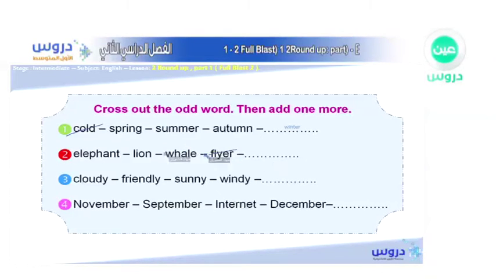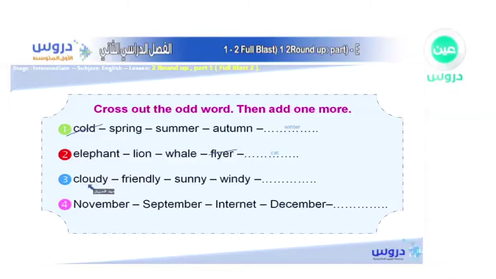What can we add to this one? Elephant, lion, whale, we can say, for example, any word you want. That's right, we can say cat, which is one of those animals. So we can say cat.